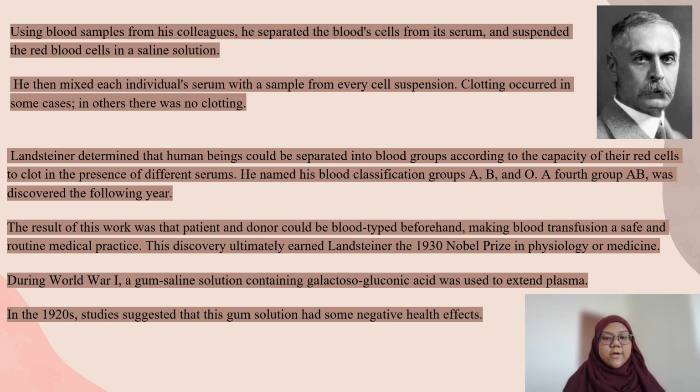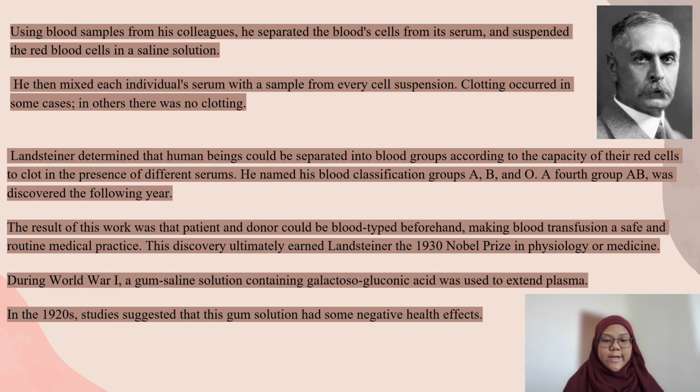He named his blood classification groups A, B, and O. A fourth group, which is AB, was discovered the following year. The result of this work was that patient and donor could be blood typed beforehand, making blood transfusion a safe and routine medical practice. This discovery ultimately earned Landsteiner the 1930 Nobel Prize in Physiology or Medicine.